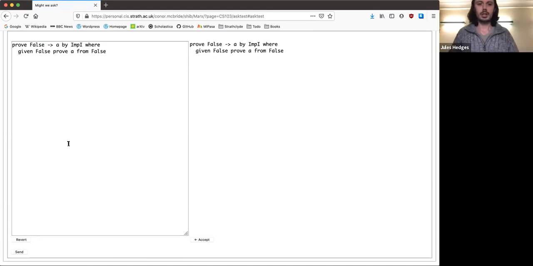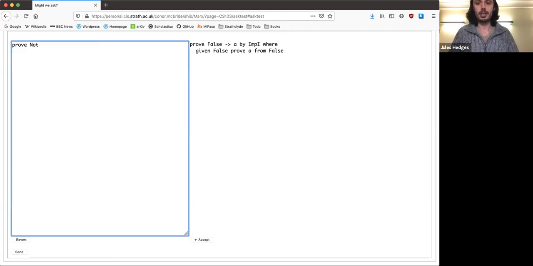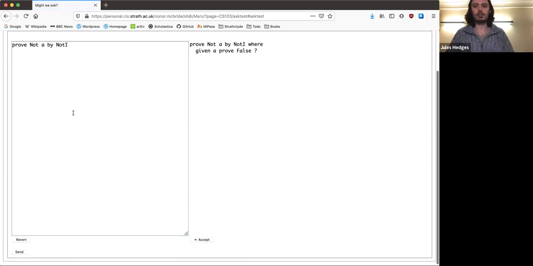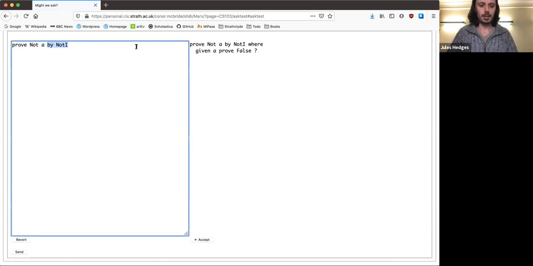Okay, so the thing that we have left is the rules for not. The introduction rule for not is called not I. So I can write "prove not A by not I", and Ask will say that I need to prove false given A. Okay, so for the elimination rule for not, let me set myself up a situation where I have a not A given.